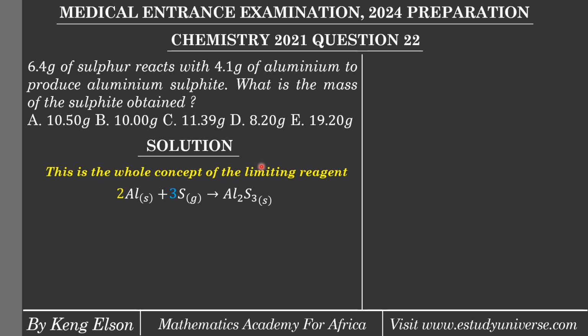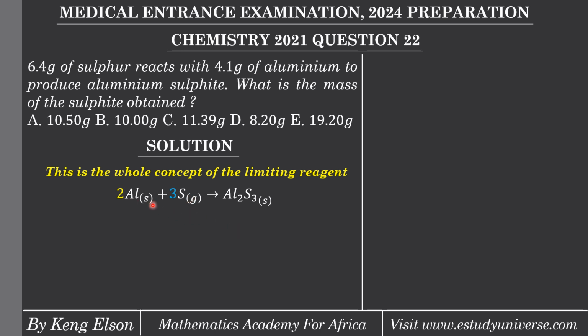The one that is less, the number of moles that is lesser, will definitely be for the reagent that is the limiting reagent. So I'm going to find the number of moles of aluminium sulfide with respect to aluminium and the number of moles of aluminium sulfide with respect to sulfur. Then I compare which one is larger, then I deduce the limiting reagent. So basically that is the concept of limiting reagent.